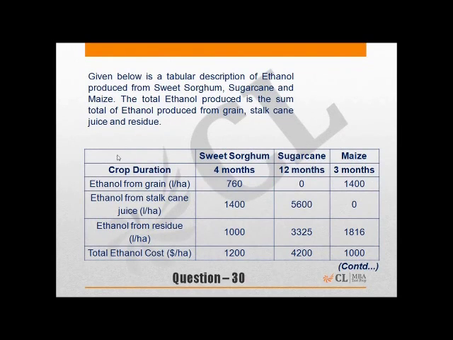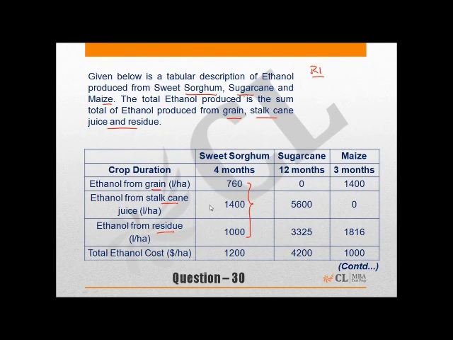Question 30. Again a table. So a single question on a table. Let's go through the question. As I said, at the end of the paper it does not really matter whether it's round 1 or round 2, so the default then becomes round 1. Given below is a tabular description of ethanol produced from sweet sorghum, sugarcane and maize. Total ethanol produced is the sum total of ethanol produced from grain, stalk cane juice and residue. Okay, so ethanol is produced from stalk cane, from residue and from grain. So all 3 of them.